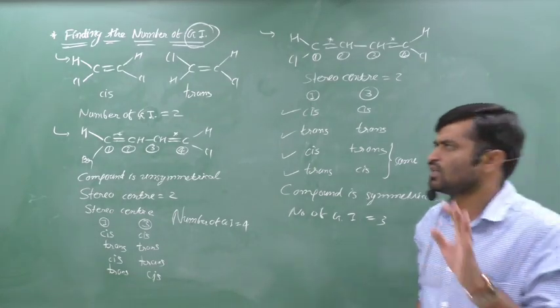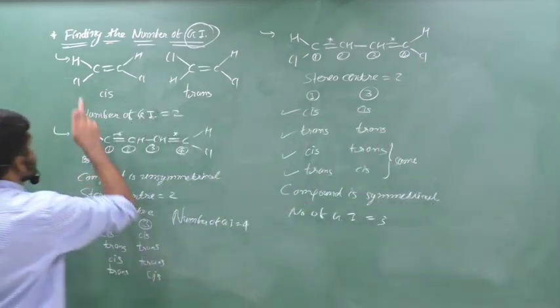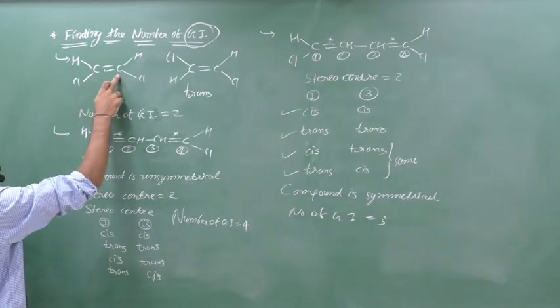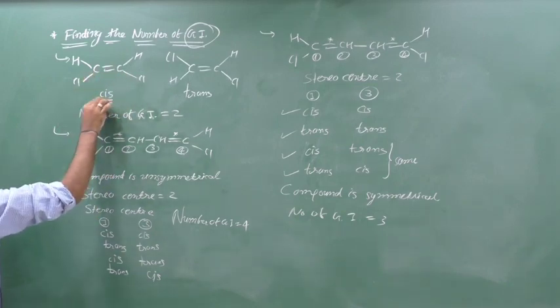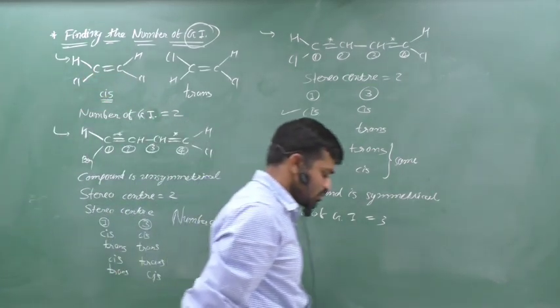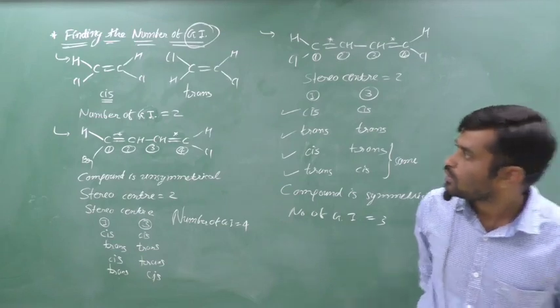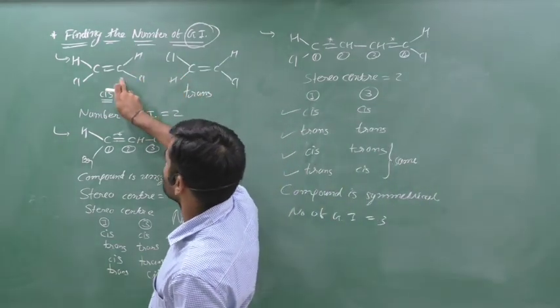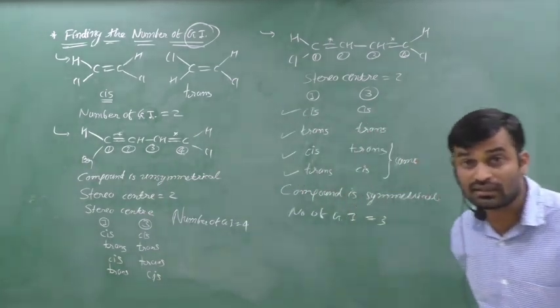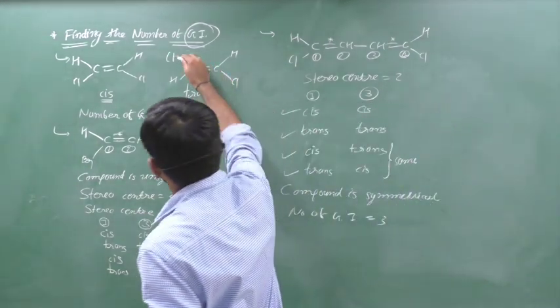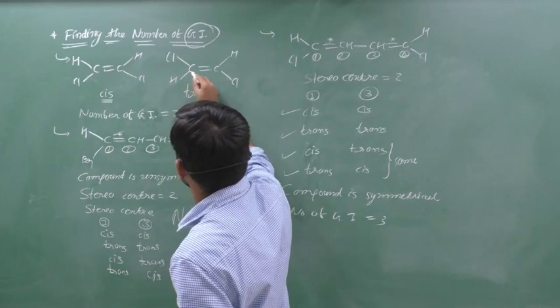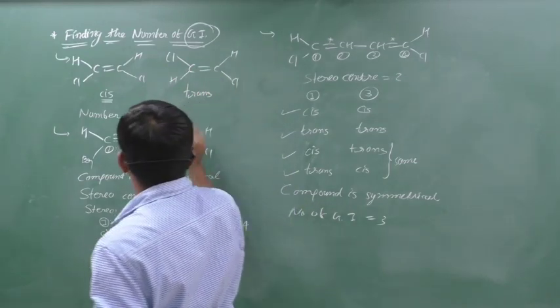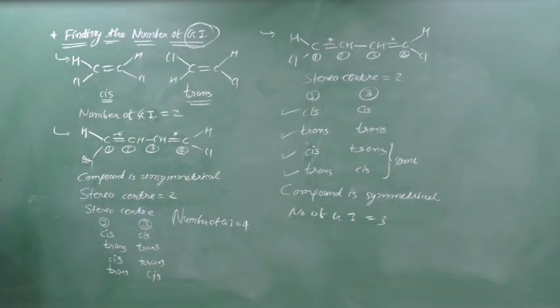First of all we take an example. Here we have HCl, C double bond C, H and Cl. We can say that it is the cis form or cis isomer of the compound. Now if we draw the structure of the other geometrical isomer of this compound, it is ClH, C double bond C, H and Cl, which means it is the trans form of this compound.